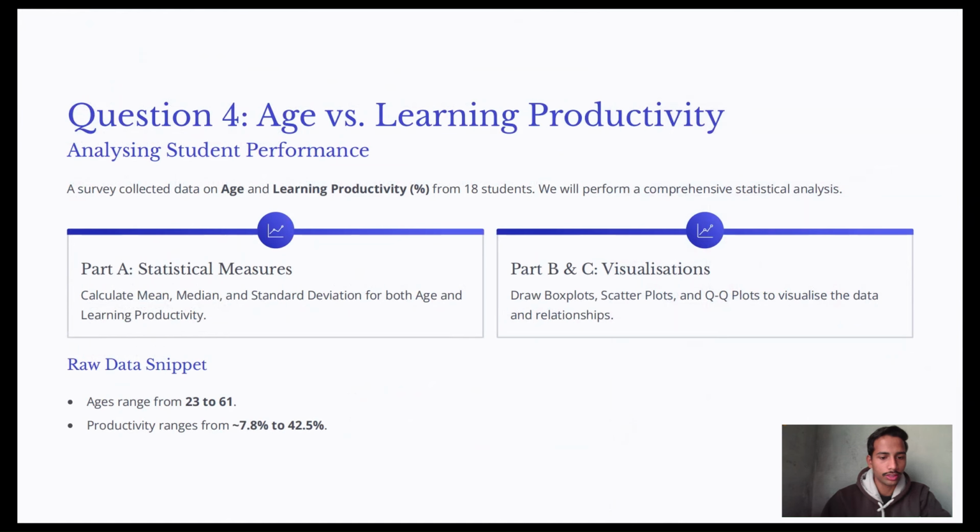Moving on to the next question, age versus productivity. In question number 4, we analyze the relationship between age and learning productivity of a group of 18 students. Our goal was to calculate the key statistics like mean, median, and standard deviation, and then generate three specific types of plot to visualize the spread, correlation, and normality of data.